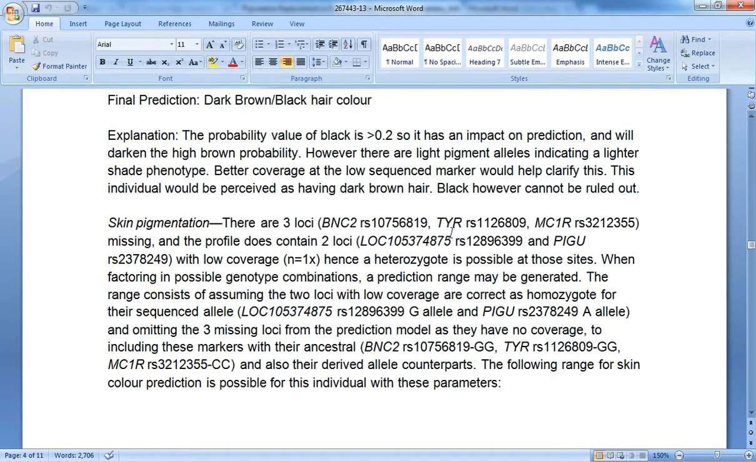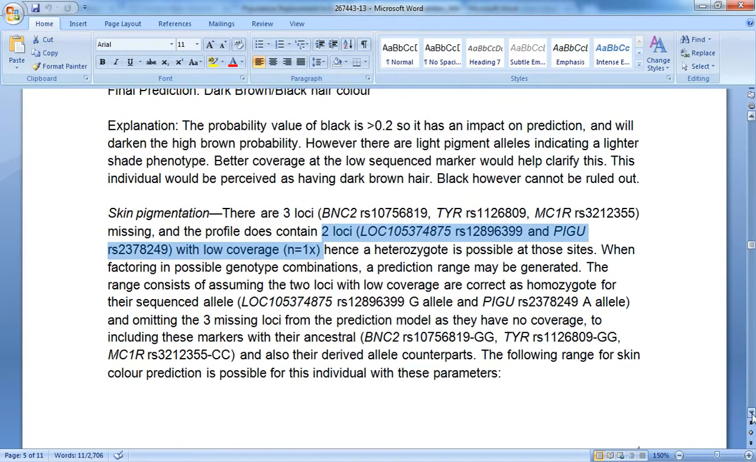If we go to Cheddar Man's skin pigmentation, the first thing we see is that it's already missing three loci, these three right here. Remember, the profile uses 36 SNPs. SNPs are mutations, right? We don't have information about three out of those 36. There are also two loci, these two right here, that are low coverage. What it means is that it only read one side of the DNA strand. So you've got two copies, so it could be heterozygote or homozygote. They're making all kinds of guesses in here, and they say it.